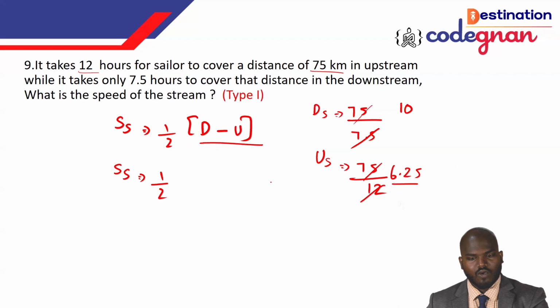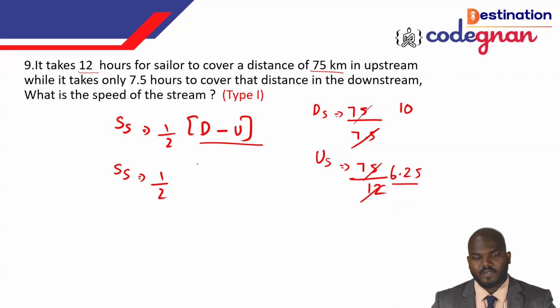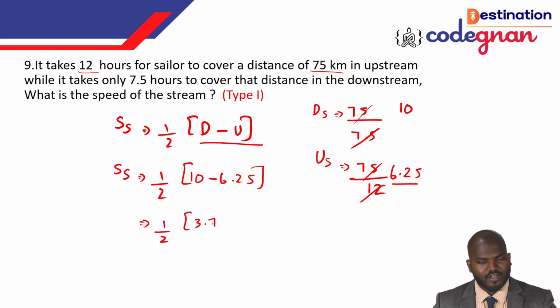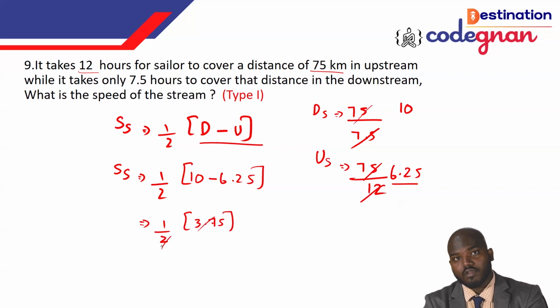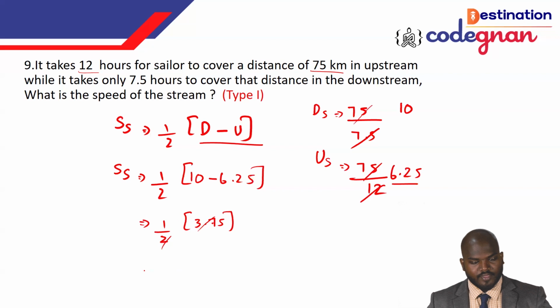Okay, we will consider now. There is d minus u, right? This is the speed of them. 10 minus 6.25 means it will give you the value of what? That is 3.75 is the value. 3.75 over 2, we can call the value like, that is 1.875 kilometer per hour, is the final answer with respect to the question.